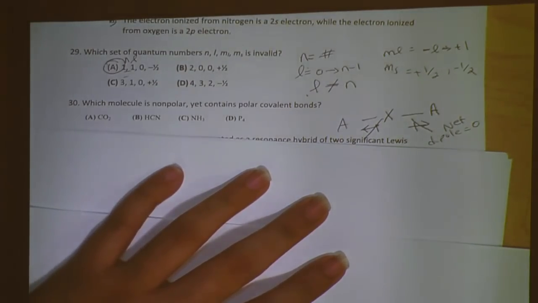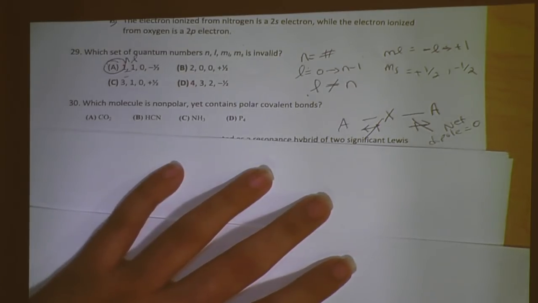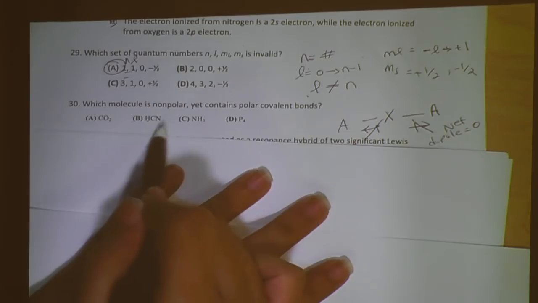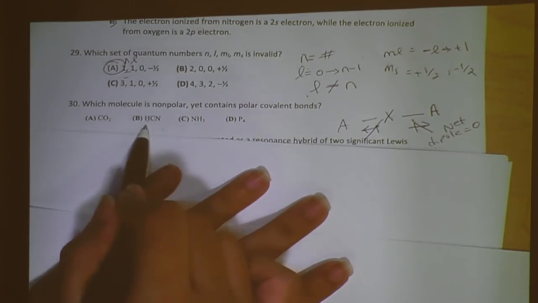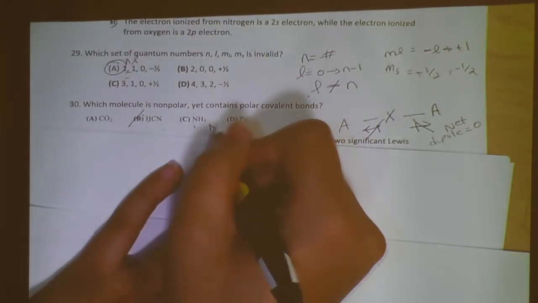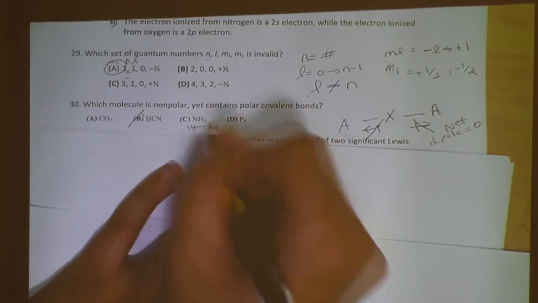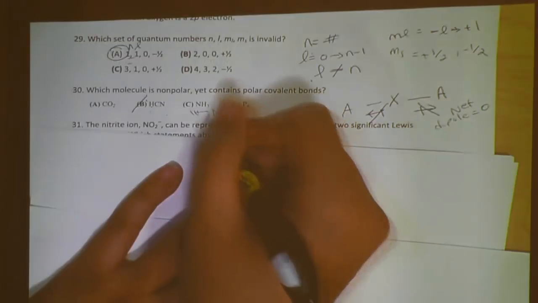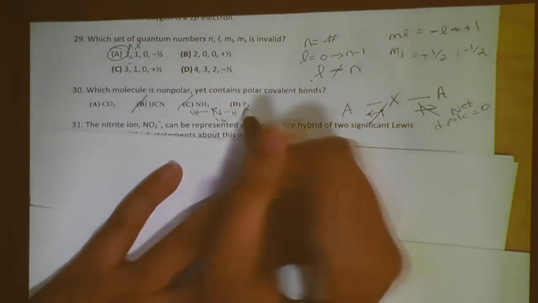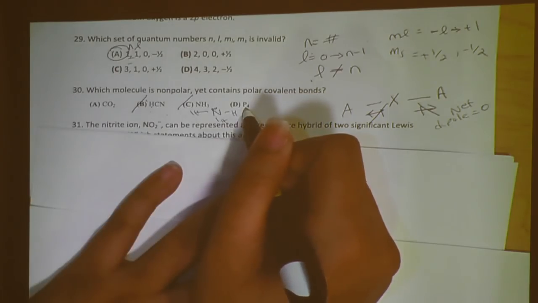So in these, B won't work because even though N is a central atom, N and H are not symmetrical. NH3, N would look like this. It would have 3 bonds to H, but it would have a lone pair on top of it, so it wouldn't work. And P4 is only one element, so it also wouldn't work.